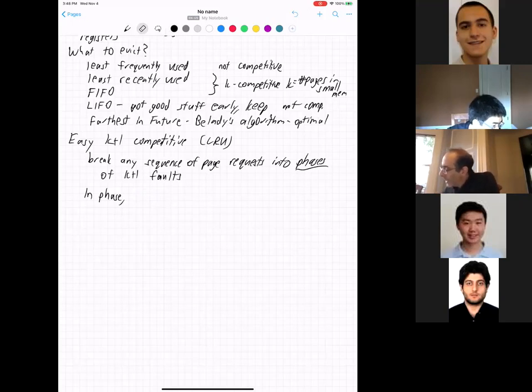Well, the point is that LRU only faults on a page. Or sorry, let me put this another way. LRU only evicts a page when it becomes the oldest.